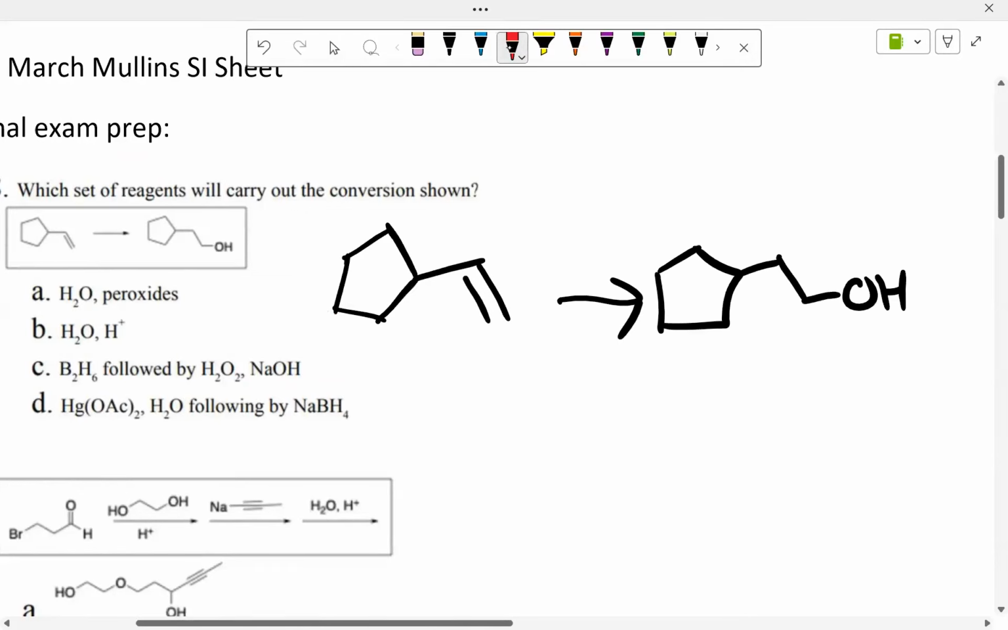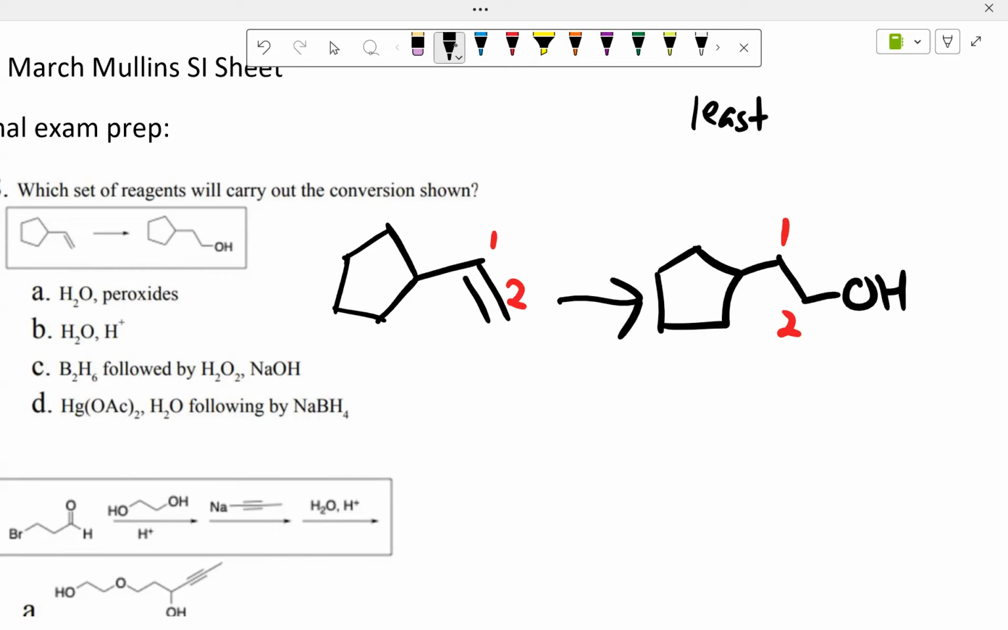So if we look at the alkene, and if I label these carbons 1 and 2, you'll see that we add an alcohol to the least substituted alkene carbon. So we need a reaction that's going to add an alcohol to carbon 2, which is the least substituted.